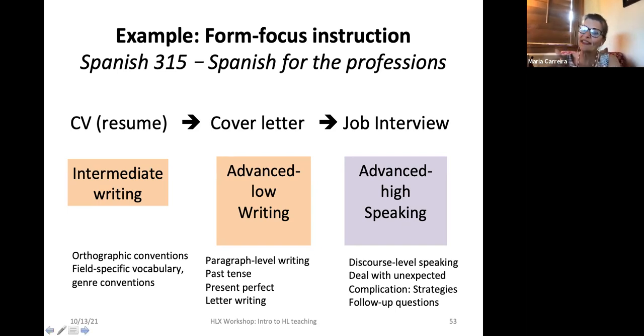And then the advanced high speaking, that's discourse level speaking. So now it's connected paragraphs, and they have to deal with an unexpected complication. So I want to make sure that my students who are acting as interviewers can ask follow-up questions. And I want to make sure that my students who are being interviewed can answer something that's a little bit more complex, not just what they came prepared to answer. Right? So that's how I choose the topics.